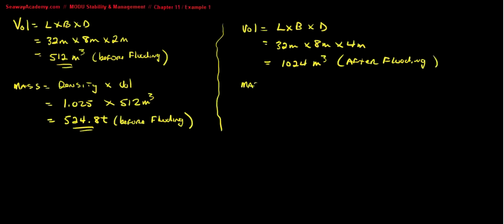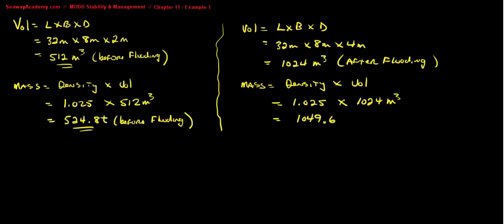So to calculate your mass, again, it's your density times the volume. And we're in salt water, so the density is 1.025 times the volume of 1,024. So we get a displacement of the barge after flooding of 1,049.6 tons.